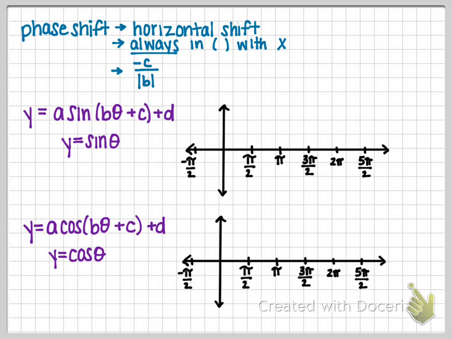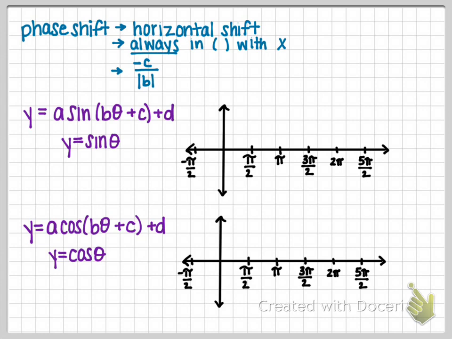Last thing we have to know is phase shift. Phase shift we're not going to look at until tomorrow, but it's the horizontal shift. It's just a tricky word for horizontal shift. It is always inside of parentheses with that x or theta value. And it's going to be the opposite of c over your absolute value of b, or just plain old b.